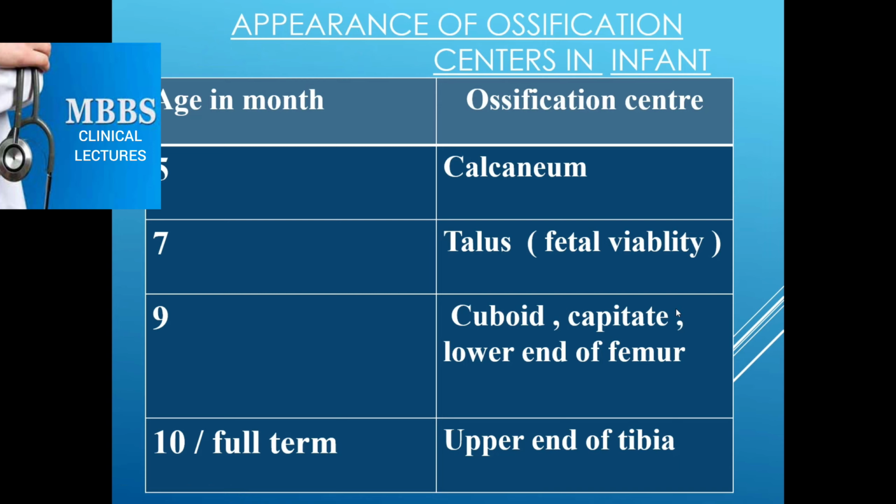By the appearance of ossification centers, we can assess the age of the child or the fetus. The ossification center of the calcaneum appears at the age of 5 months, and the ossification center of the talus appears at the age of 7 months, that is the age of viability. Then the ossification centers of the cuboid, capitate and lower end of the femur appear at 9 months of intrauterine life, and the ossification center at the upper end of the tibia appears at full term, about to deliver, 10 months of intrauterine life.